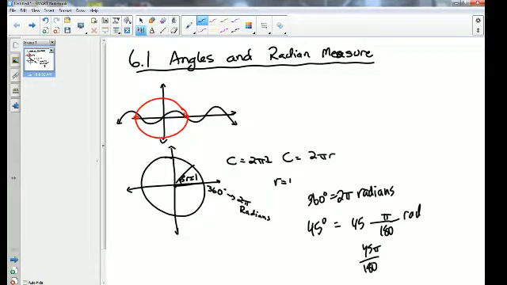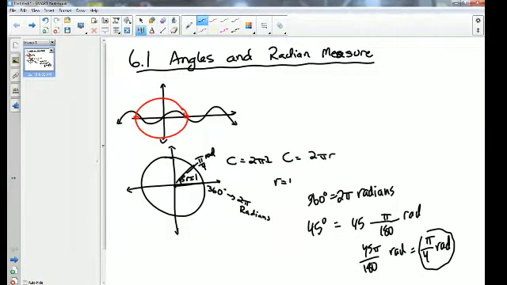What's 45 over 180? 1/4. So this is pi over 4. That angle measure is 45 degrees, but it's also pi over 4 radians. So just learn that those are equivalent statements. Pi over 4 radians is 45 degrees. It also happens to be the measurement of this arc length.